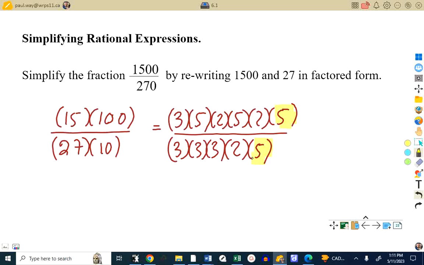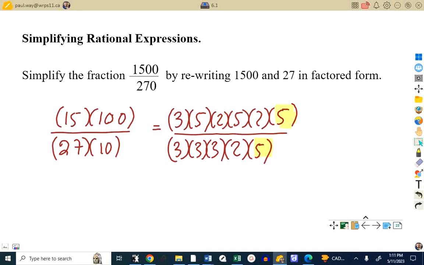They're factors of the top and the bottom, so it isn't that they're right beside each other. I could have said, can I cancel these two 5s? It doesn't matter, because factors are things that are just being multiplied. Can I cancel a 3 with a 3? Can I cancel a 2 with a 2? Absolutely. So that's where the concept of canceling comes from.